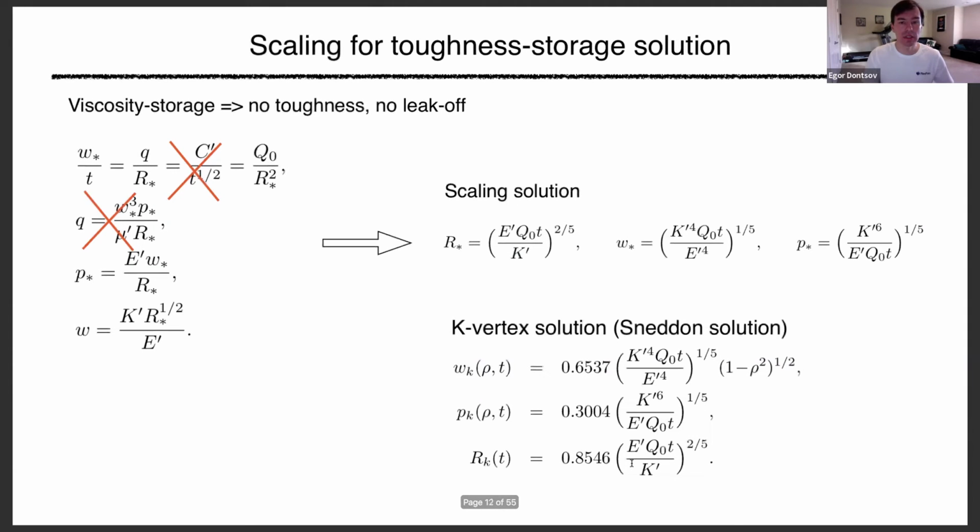And again, this is toughness storage. If you do the same exercise, you remove viscosity, and again you see how the radius, the width, the pressure and so on vary with time and other material parameters. And if you compare it to your classical Snellen solution, a uniformly pressurized radial fracture, you get the right scaling factors, but you don't get the numbers.